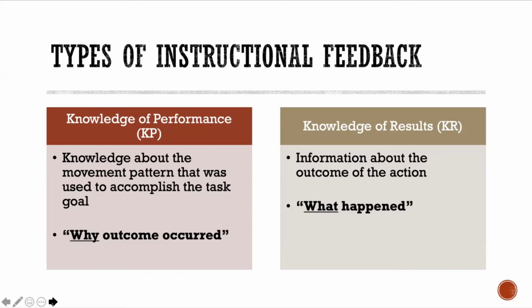And then you have knowledge of results. So this is information about the outcome of the action. So what actually happened? For the example of the free throw shooter, again, you can say your free throw was 2 feet to the right, right? Like you missed it 2 feet to the right. So what actually happened? The ball landed short. It was an air ball.